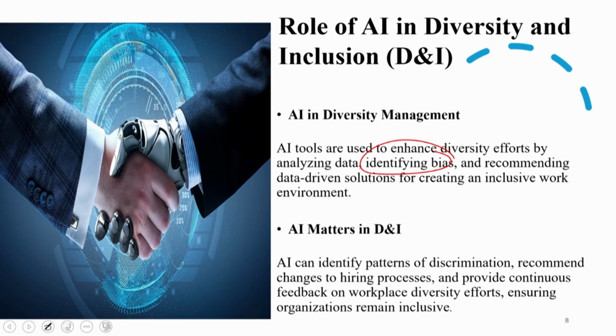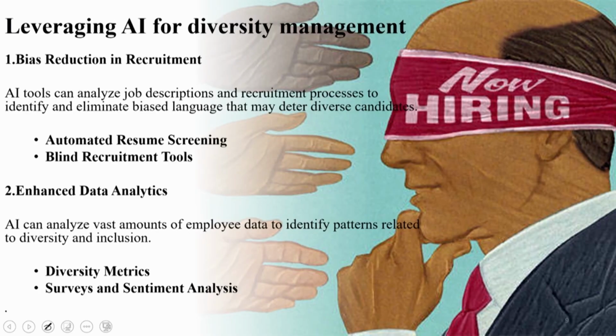So, let's answer why AI matters in D&I. AI can identify patterns of discrimination if there is any. It can recommend changes to hiring processes and provide continuous feedback on workplace diversity efforts, ensuring that organizations remain totally inclusive. When we talk about leveraging AI for diversity management, the first and foremost thing I underlined was bias reduction in recruitment. Some AI tools can analyze job descriptions and recruitment processes to identify and eliminate biased language that may deter diverse candidates. For instance, platforms like Textio optimize job postings to ensure that they are inclusive and more appealing to a wider range of applicants.